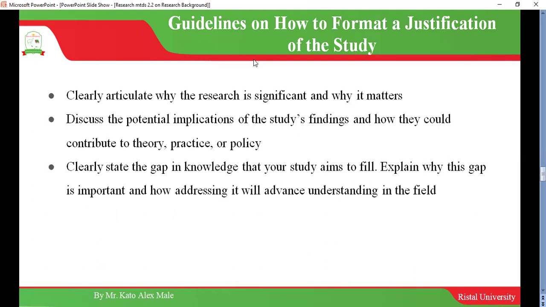Then, guidelines on how to format a justification of the study: clearly articulate why the research is significant and why it matters. Discuss the potential implications of the study findings and how they could contribute to theory, practice, and policy. Clearly state the gap in knowledge that your study aims to fill. Explain why this gap is important and how addressing it will advance understanding in the field. I guess the guidelines are easily understandable. This is what you should do, what should not miss in your justification when you are stating the justification of your study.